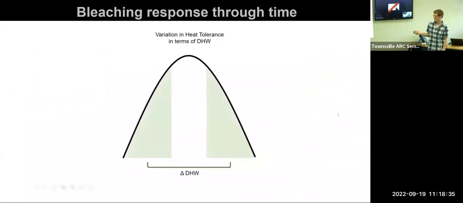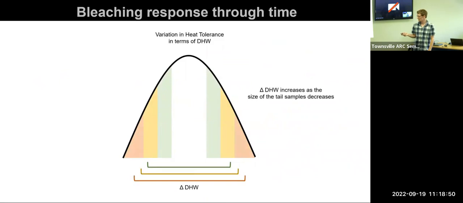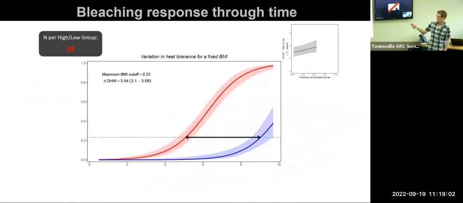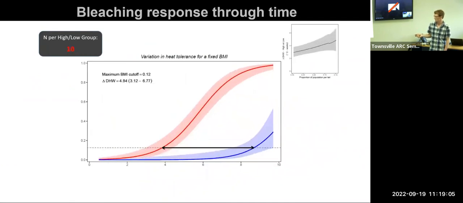So we then did this experiment to basically, what we've looked at so far is a third of the population in each group. If we start to subset into the tails of heat tolerance, by the time you get to the very tails, you'll probably have much larger differences. And this is one way of looking at the variance of heat tolerance in the population. And here you can see this subsetting simulation. As you get down to only 10% of the population in the top and in the bottom, this now translates to a difference of 4.8 degree heating weeks between the highest tolerant and lowest tolerant colony within that population.